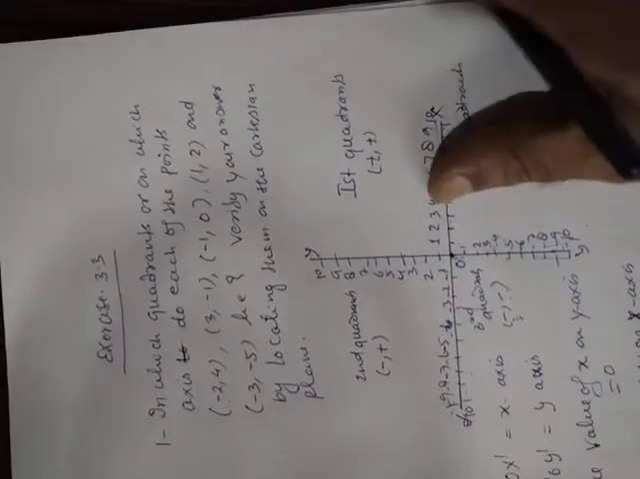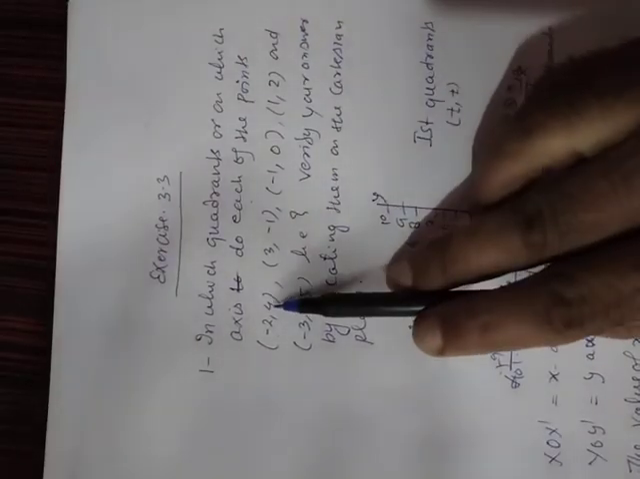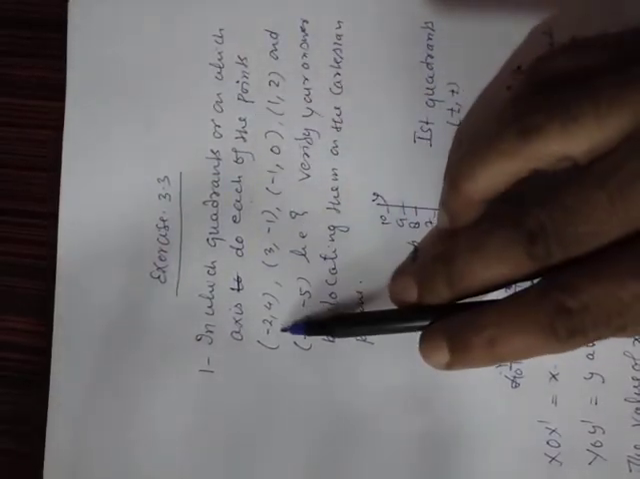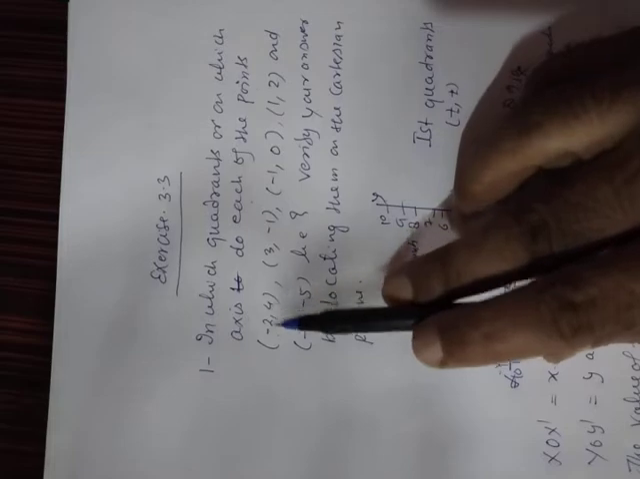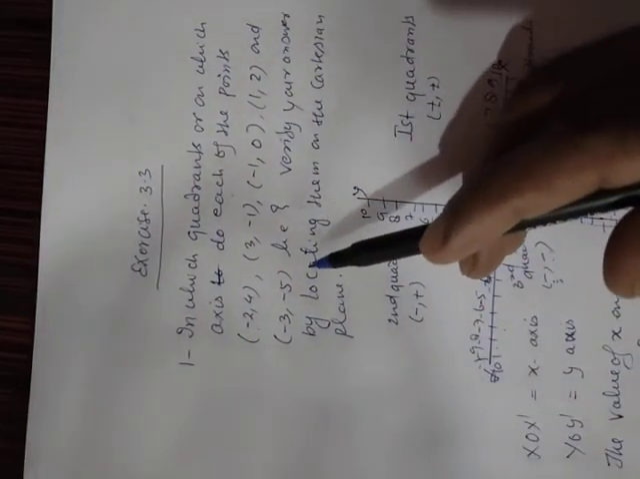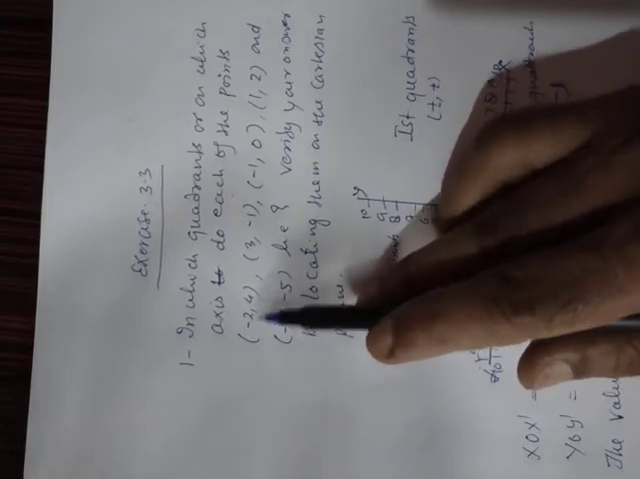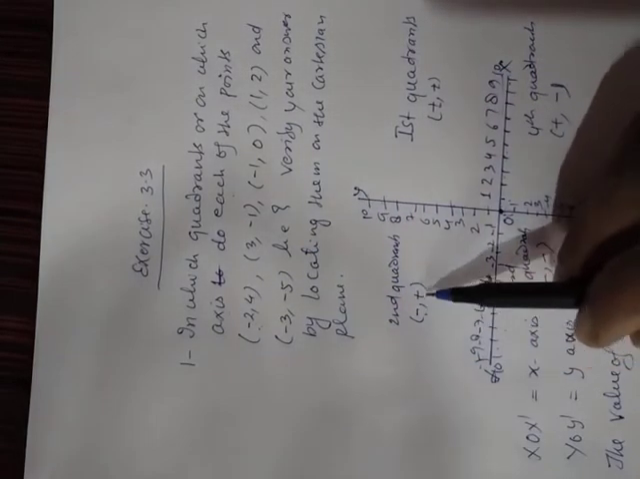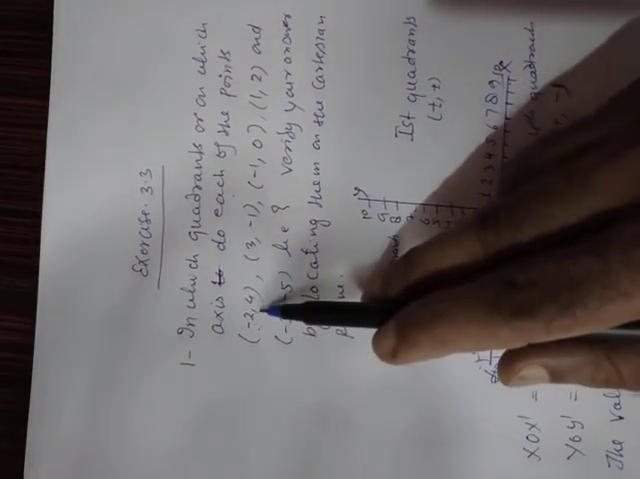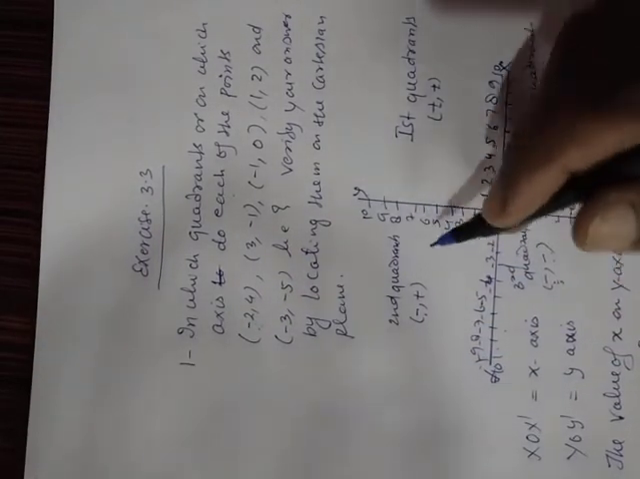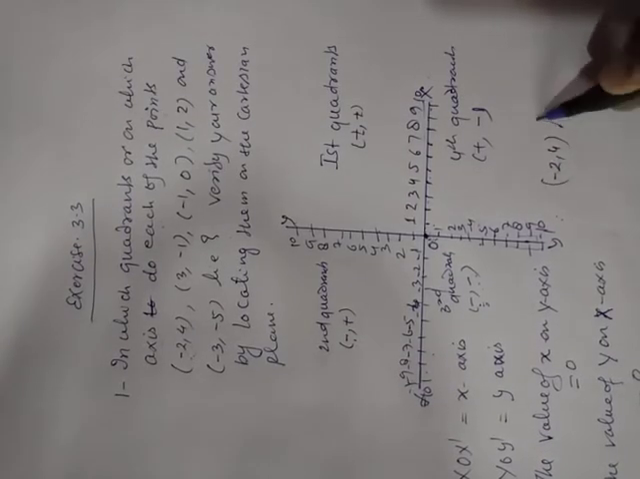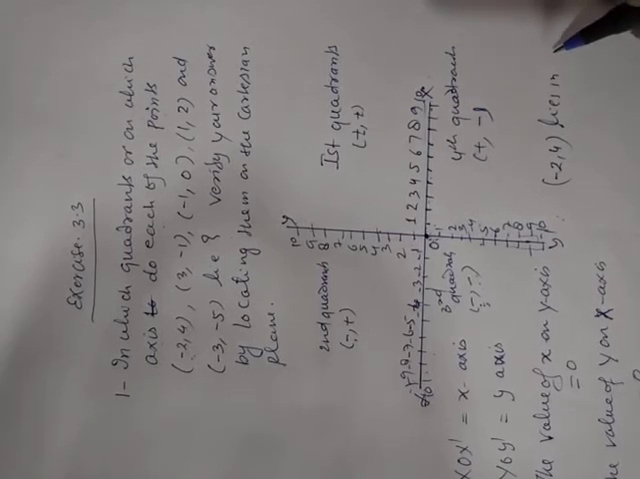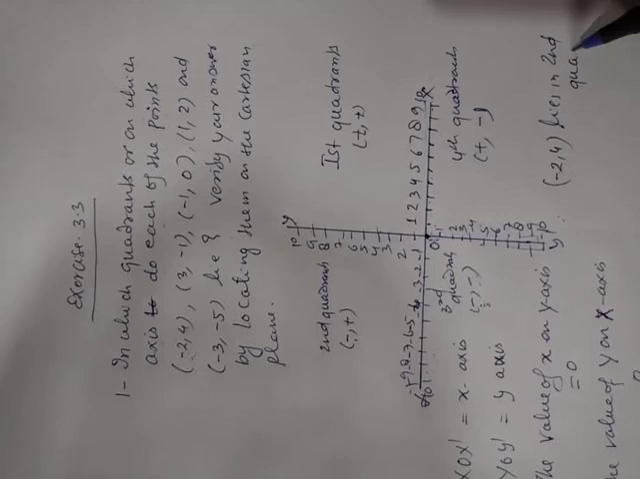Okay. So you will give the answer easily. In which quadrant or which axis do each of the points lie? (-2, 4). Student, (-2, 4) lies in which quadrant? You see, minus and plus. In which quadrant is this? Student, in the second quadrant. (-2, 4) lies in the second quadrant.